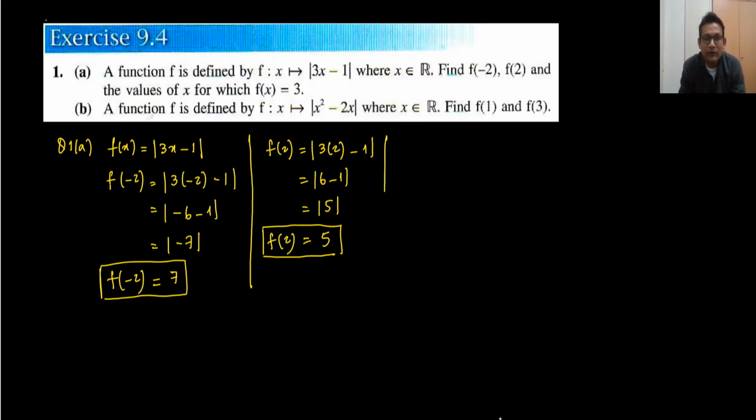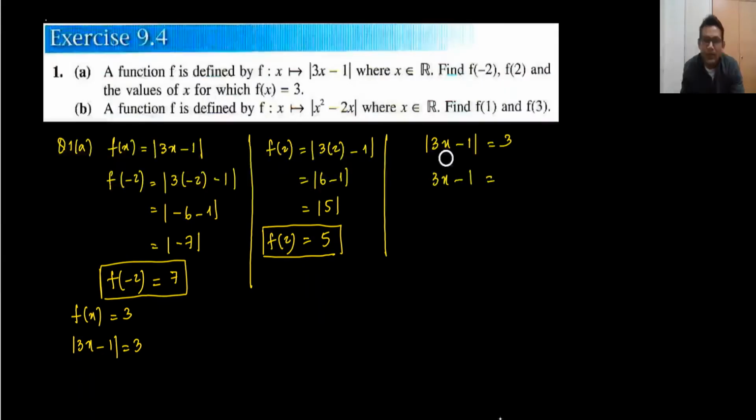Now find the value where f of x is equal to 3. So this is the modulus, the absolute value form, of 3x minus 1 equal to 3. How do we solve this? Whenever you remove this sign, I told you it could be plus or it could be minus. So the result can be plus or minus. So I will write plus minus 3. There are two possibilities. Teachers also write plus minus in the bracket, 3x minus 1 equal to 3. There is no problem; you can write anything, and the answer would be the same. So 3x minus 1 is plus 3, and 3x minus 1 is minus 3.